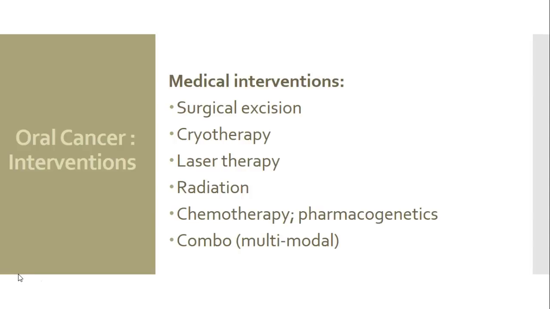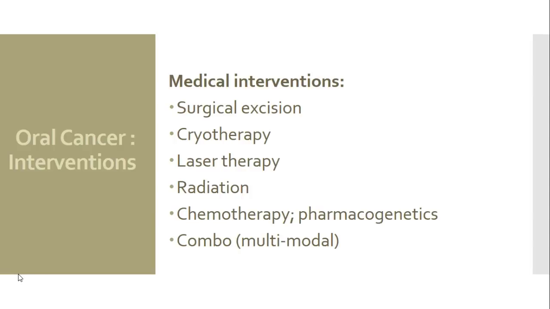Medically, we intervene for those patients by excising or removing the cancer that is there. We could do some cryotherapy, which is freezing of those cells and removing them. Some laser therapy, which uses lasers in order to remove the cancer cells and the surrounding tissue. We may treat them with localized radiation to kill those cells and any other cells that we can't see that have started to change in structure.